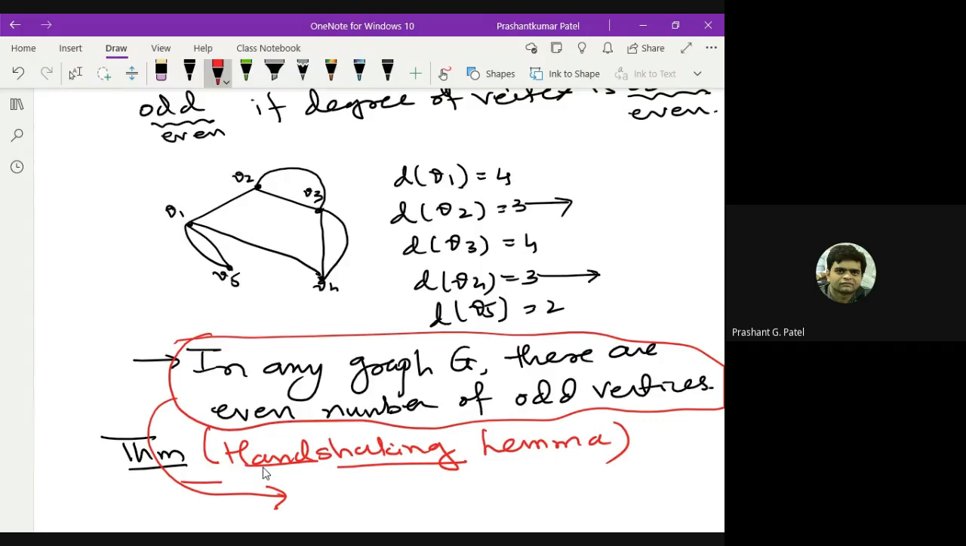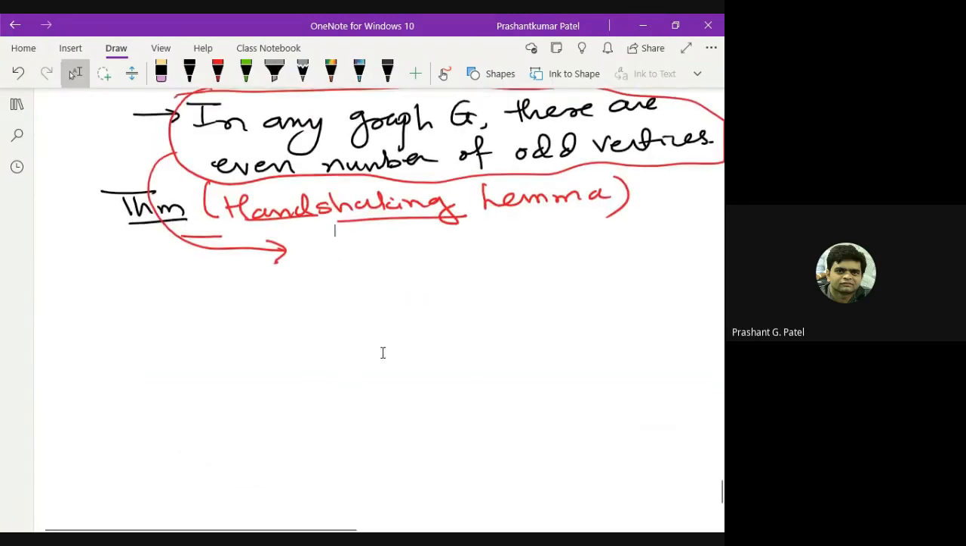So try to correlate by yourself why it is known as even number of odd vertices. You can start with some group of people and see what is happening in the group, how many odd handshakes will be there. So we can correlate with that. That's why it is known as the handshaking lemma.